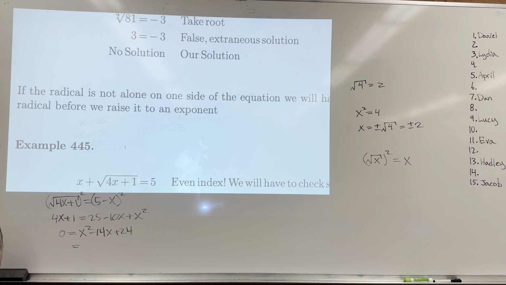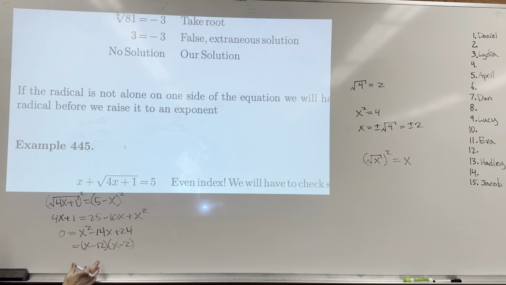Nope, not the 8 one. All right, what else is there? Come on, what does 24 factor into? 12 and 2. So it's x minus 12, x minus 2.